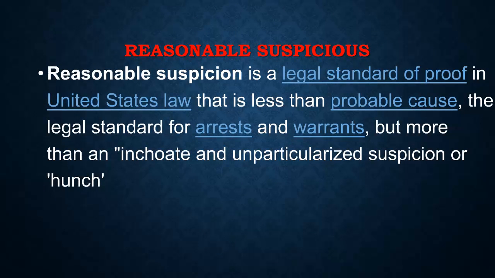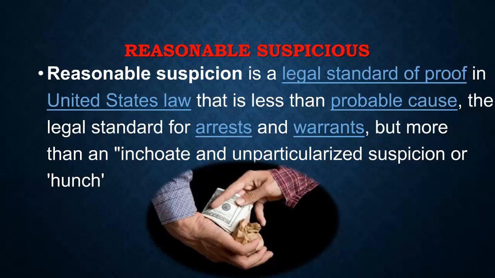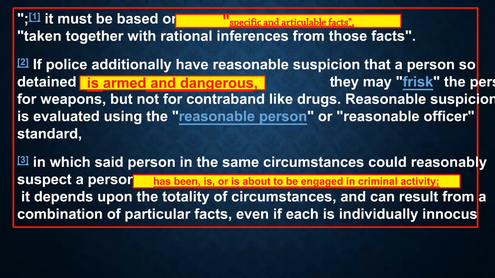Reasonable suspicion is a legal standard of proof in United States law that is less than probable cause, the legal standard for arrests and warrants, but more than an inchoate and unparticularized suspicion or hunch. 1. It must be based on specific and articulable facts, taken together with rational inferences from those facts. 2. If police additionally have reasonable suspicion that a person so detained is armed and dangerous, they may frisk the person for weapons, but not for contraband like drugs.